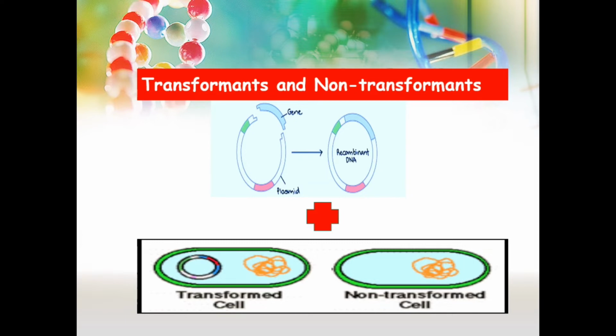Those which pick up the foreign DNA are called transformants, and those which do not pick up the DNA are called non-transformants. Since the transformants have the recombinant DNA, they are resistant to antibiotics, whereas non-transformants are not resistant to any antibiotic. So if we grow them in a medium containing antibiotic, the transformants will survive and the non-transformants will die. In this way, selectable markers help us in selection of transformants over non-transformants.